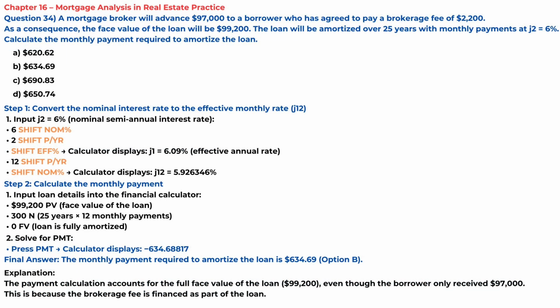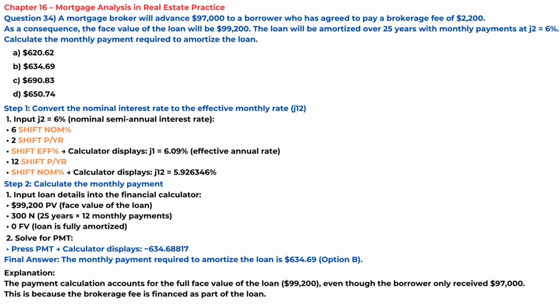Question 34. A mortgage broker will advance $97,000 to a borrower who has agreed to pay a brokerage fee of $2,200. As a consequence, the face value of the loan will be $99,200. The loan will be amortized over 25 years with monthly payments at J2 equals 6%. Calculate the monthly payment required to amortize the loan.